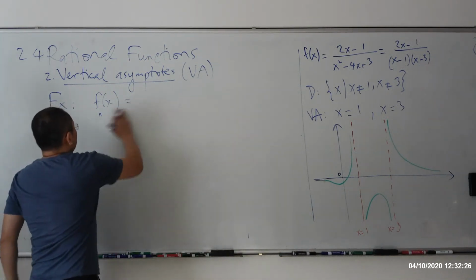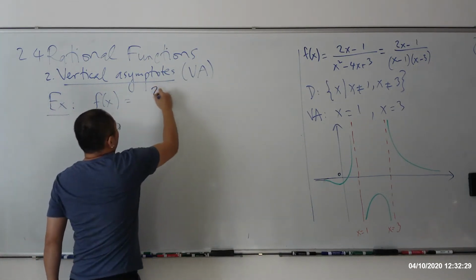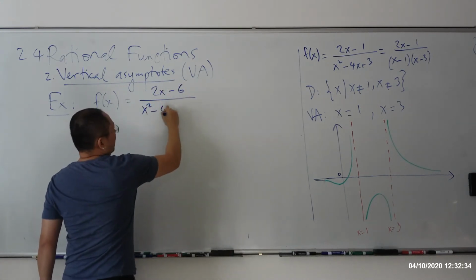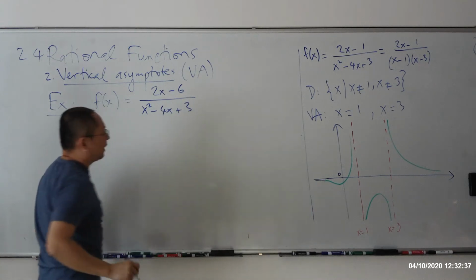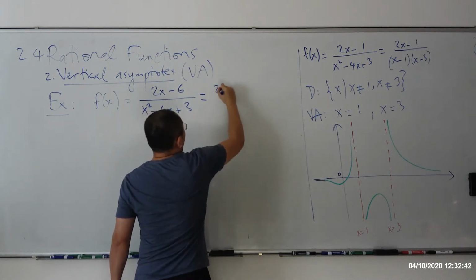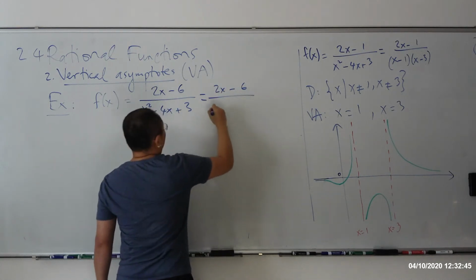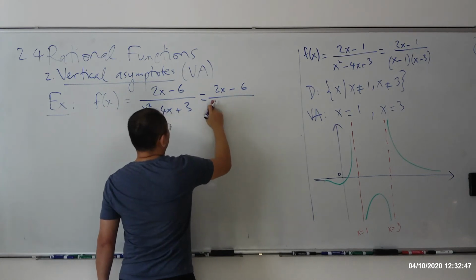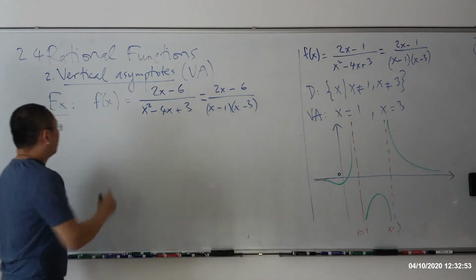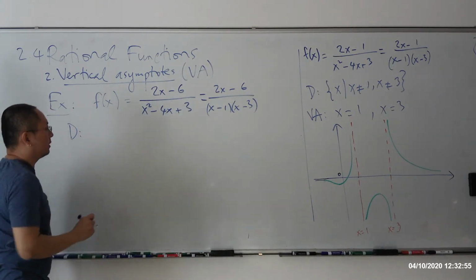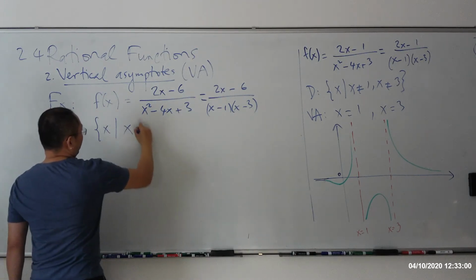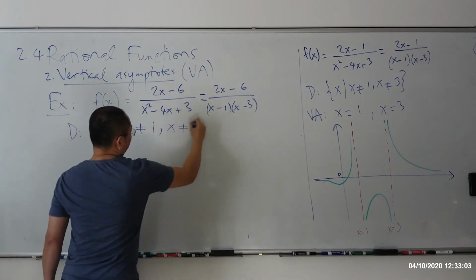My problem is this: f of x equals 2x minus 6 over x squared minus 4x plus 3. And we're going to go over the entire problem like before. This is 2x minus 6 over x squared minus 4x plus 3. Let me factor this out, so it's going to be x minus 1, x minus 3. All right? And the domain is going to be very similar to the examples that we learned before. All real numbers x. x cannot be equal to 1, x cannot be equal to 3.